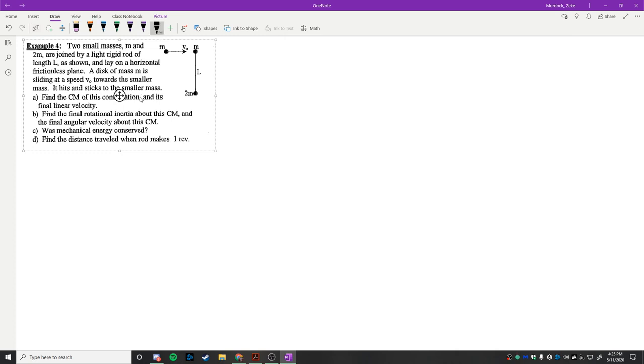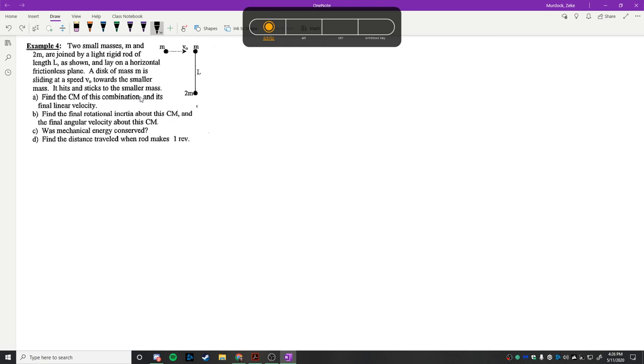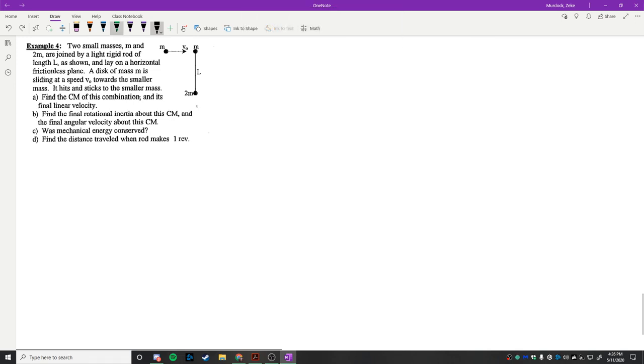We have two small masses, M and 2M. That's this one and this one. They're joined by a light rigid rod, light meaning we're going to assume it's massless, with length L. Again, I'm going to make it L, as shown, and lay on a horizontal frictionless plane. A disk of mass M is sliding at a speed V0 towards the smaller mass. It hits and sticks to the smaller mass. So this is our initial system, and our final is going to look something like this.